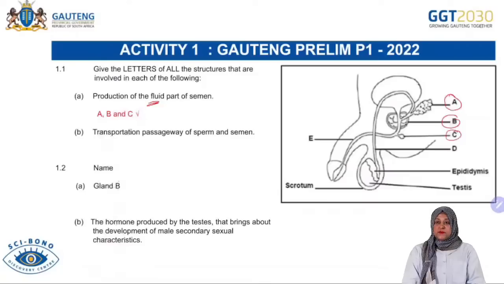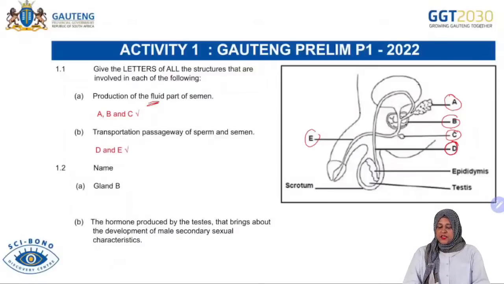Next, the transportation passageway of sperm and semen. So now we're incorporating sperm as well as semen. So just be careful when you are answering your questions. And this is your transport for your sperm and your semen. That's E. But remember, sperm cells come from the epididymis, so it'll have to include the vas deferens here, which will be D and E. Let's see if you get that right. Okay, and gland B, we've already discussed, that's your prostate gland.